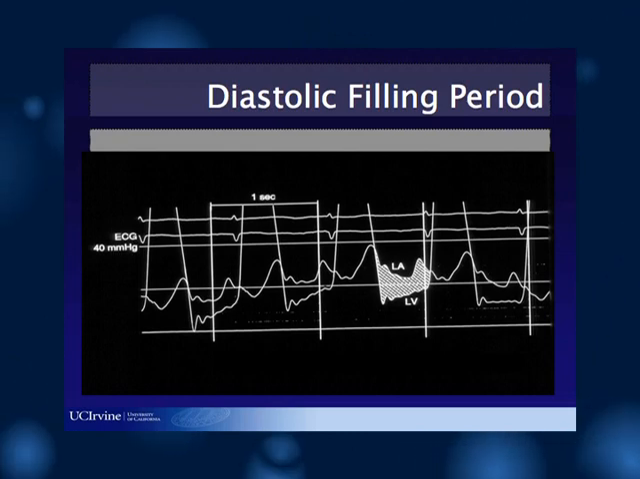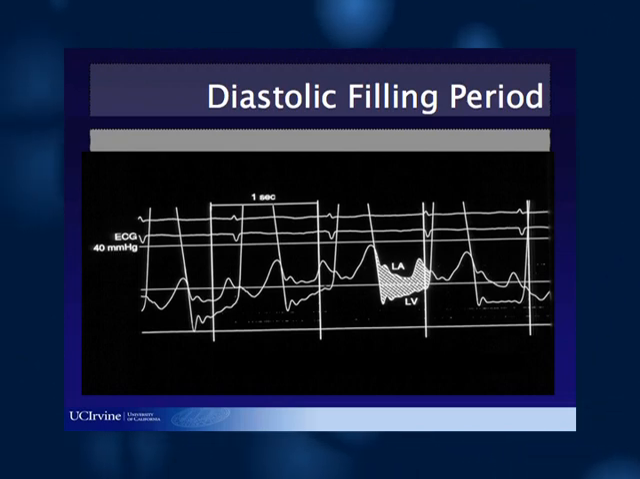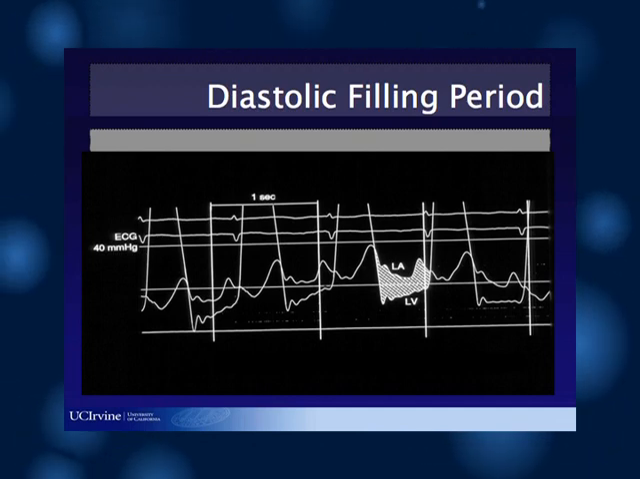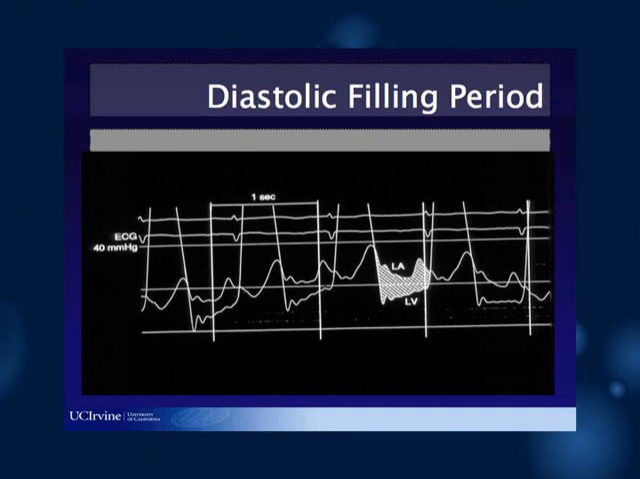The diastolic filling period is denoted by the crossover point of left atrial pressure and left ventricular pressure. In this graphic, you can see the shaded gray area representing the mitral stenosis gradient. The tracings labeled left atrium and left ventricle are shown there.